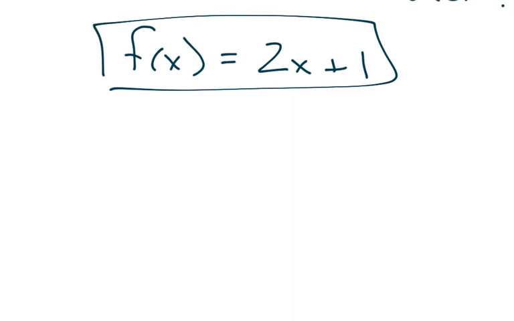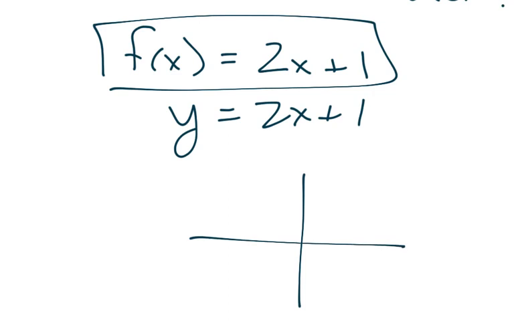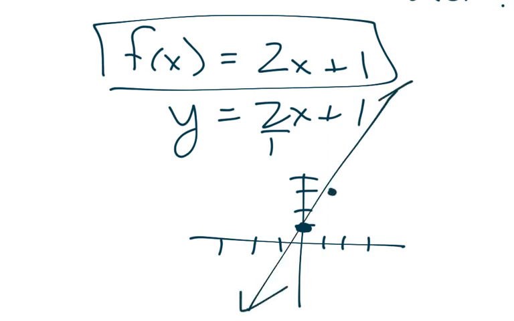Here's our function, 2x plus 1. It's really the same thing as y equals 2x plus 1. That's in slope-intercept form, so we can graph this. I know that I've got a y-intercept of 1. I know I have a slope of 2 over 1, so that's up 2 over 1, and I know that this is my line.